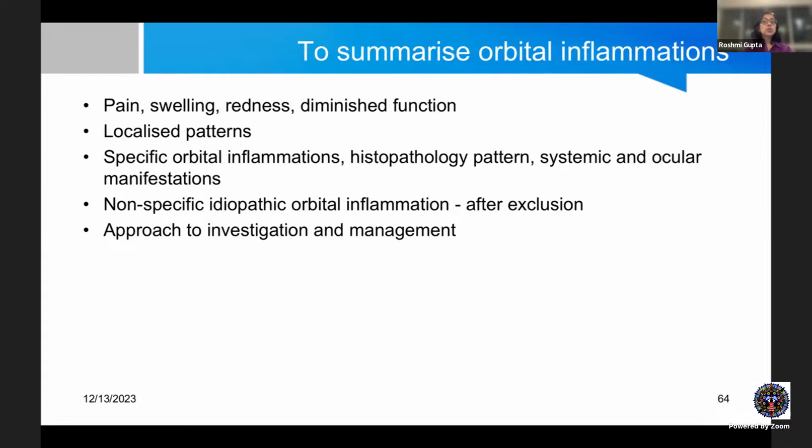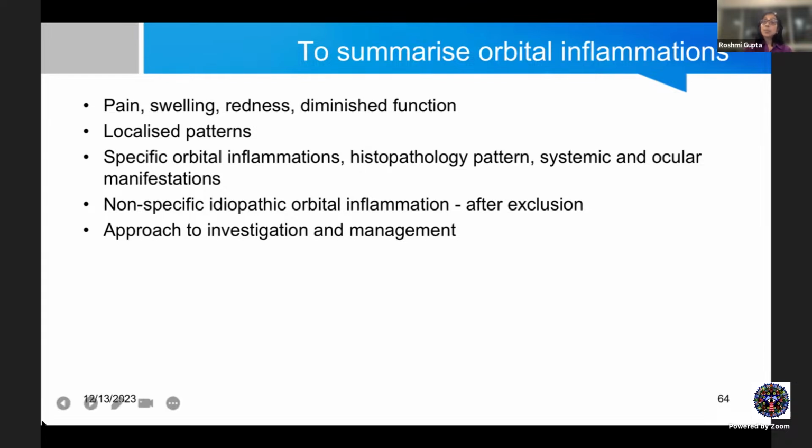So to summarize, we talked about what orbital inflammation entails: pain, swelling, redness, and diminished function. There are localized patterns. However, localized patterns are only a guide to what we might expect clinically on clinical examination. We need to go beyond that and look at specific orbital inflammations, their histopathology patterns, the associated systemic and ocular manifestations. The non-specific or idiopathic orbital inflammation is to be diagnosed only after excluding the specific orbital inflammations.